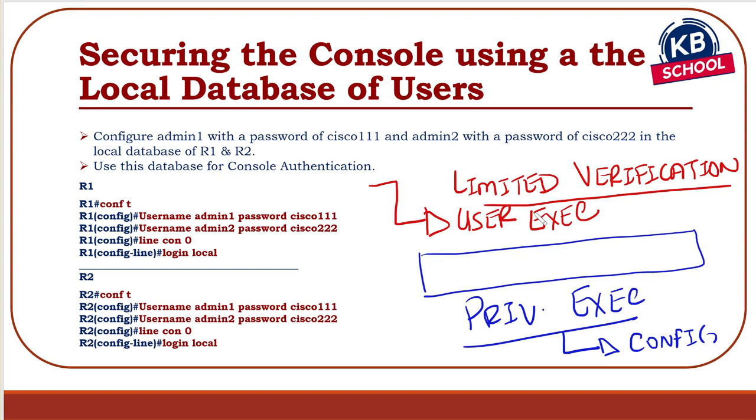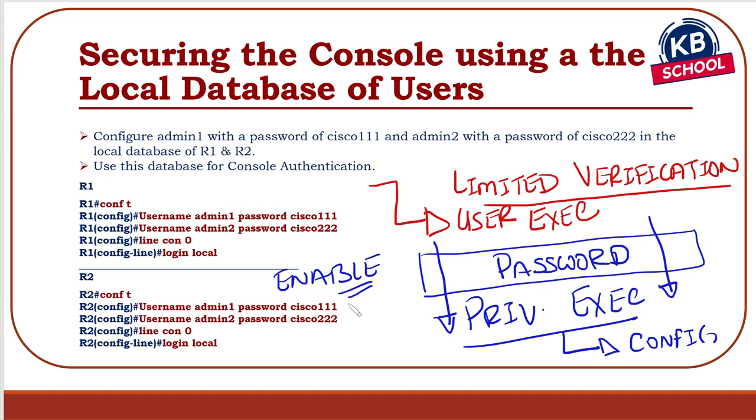So I will allow limited access to certain users, the assistant users, to be able to just get into the user exec mode and do limited verification commands. Then I'll put a password over here that allows me the ability to control which users are allowed to get into privilege exec mode. This is known as the enable password because this is the one that allows you the ability to control who can issue the enable command to get into the privilege exec mode.